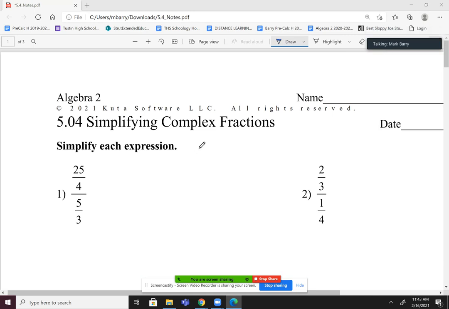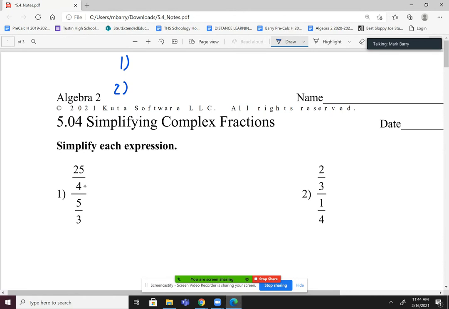So what a complex fraction is, as you can see here on number 1 and number 2 already, it's just a fraction on top of a fraction, okay? So how are we going to simplify these? I'm going to put 2 steps. Now these 2 steps are kind of complicated, but it is just 2 steps.